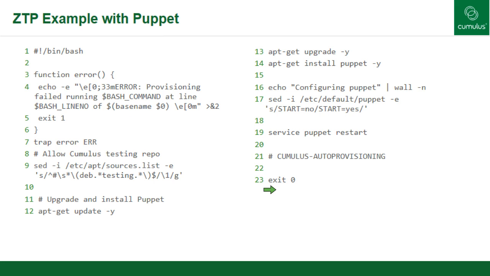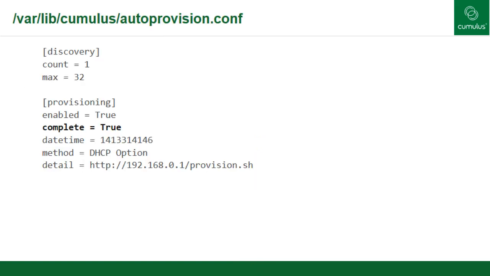Exit code 0 is important because that will trigger the auto-provision process to update autoprovision.conf. So actually I'm going to show autoprovision.conf first. So as you can see here, autoprovision.conf has this little provisioning statement. So both that it's enabled, so that enabled means it will look for ZTP, and as soon as a ZTP script exits with code 0, it will then change the complete statement to true from false.